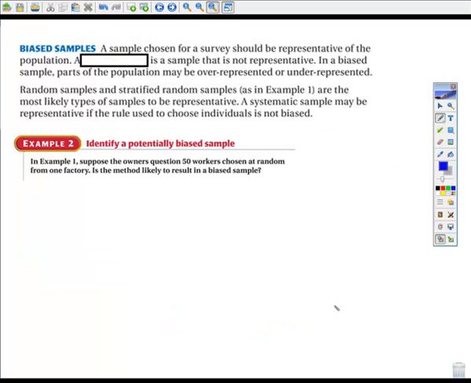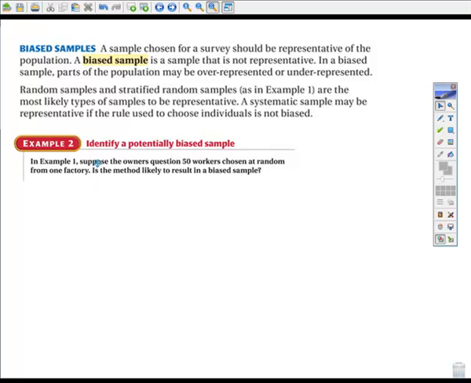All right, a sample chosen for a survey should be representative of the population. A biased sample is a sample that's not representative. In a biased sample, parts of the population may be overrepresented or underrepresented. We want to make sure that everybody has the same chance of being sampled. Random samples and stratified samples, like the ones that we did in problem 1, are the most likely types of samples to be representative. A systematic sample may be representative if the rule used to choose individuals is not biased. Like, I can't choose everybody who has beautiful blonde hair because that's going to be biased.